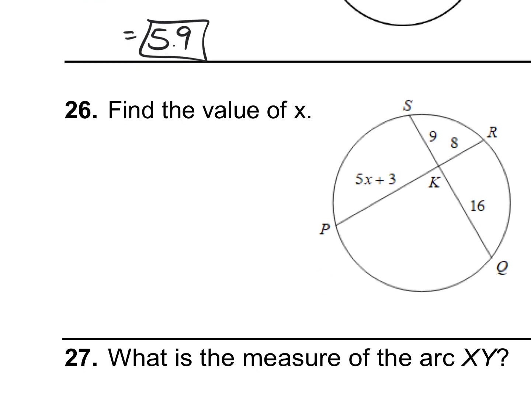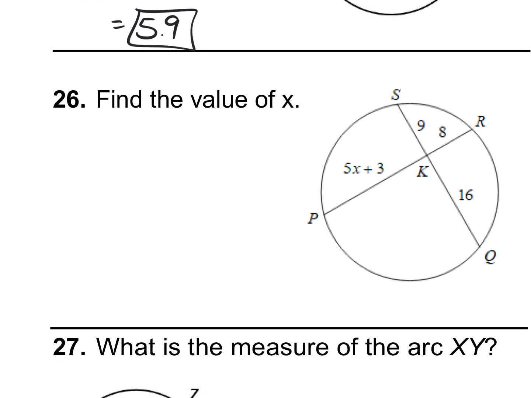Number 26, still talking about circles. What kind of lines do I have? Chords, I have 2 chords. How do we set up chords? Yeah, so if I'm talking about SQ here, what makes up SQ? 9 and 16, what do I do with those? Yep, 9 times 16. And then what makes up this one? Yep, so I take 8 times 5x plus 3.